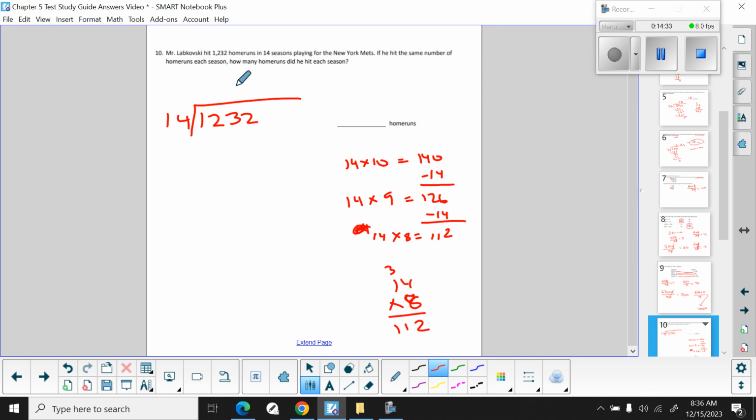So that means 14 goes into 123 8 times. 8 times 14 is 112. My remainder would be 11, and then I bring down my 2. How many times does 14 go into 112? Well, we actually already know that from the previous step. So 8 times 14 is 112. We subtract, we have no more remainder.